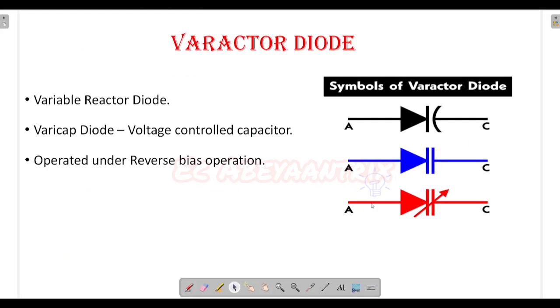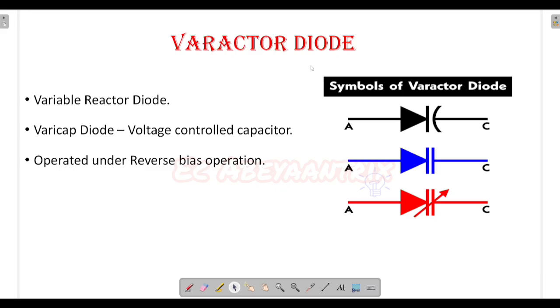The second diode we are going to learn about in today's lecture is Varactor diode. As the name implies, Varactor means variable reactor diode or variable capacitor diode. Reactor stands for capacitor here. It is also called varicap diode because it is widely used as a voltage controlled capacitor. As the voltage varies, it acts as a capacitor. That's the main operation of a Varactor diode, and it is operated mainly under reverse bias.